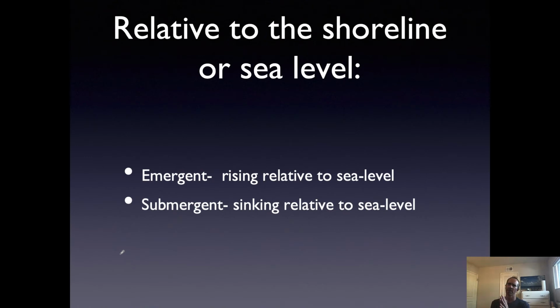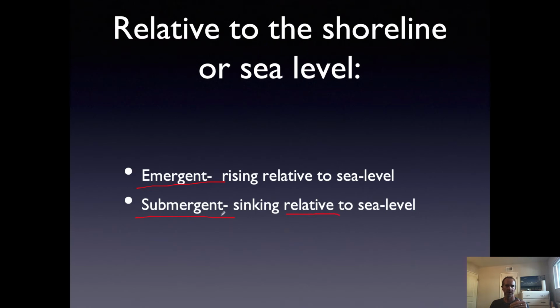And so now I want to talk a little bit about comparing tectonic environments. We can categorize coastlines as either emergent or submergent, and this is relative to the shoreline or sea level. An emergent coast is one that is rising due to tectonics relative to sea level over time. A submergent coast is sinking relative to sea level. And the important point is that this is relative.